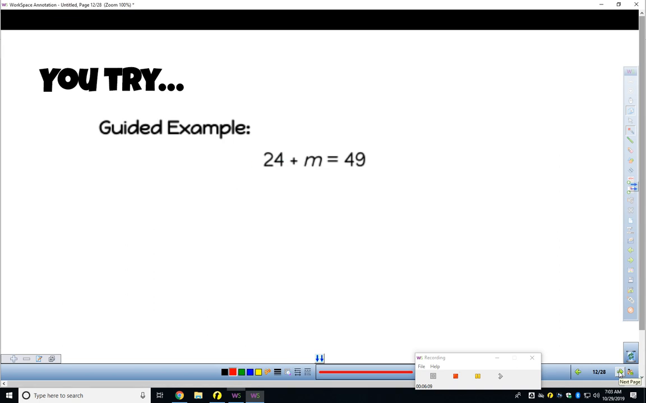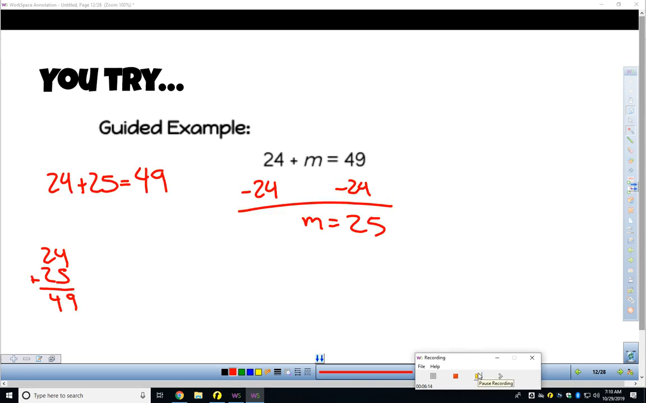Right? You try this example on your own. Again, notice that we are using the inverse operations of addition and subtraction, and I am using the subtraction property of equality here by subtracting the same thing from both sides. And so when I do 24 minus 24, those cancel out, and I'm left with just n, and 49 minus 24 is 25. And I checked right over there.